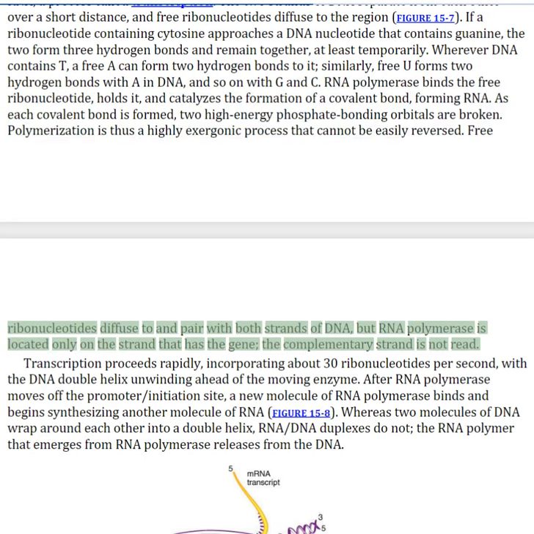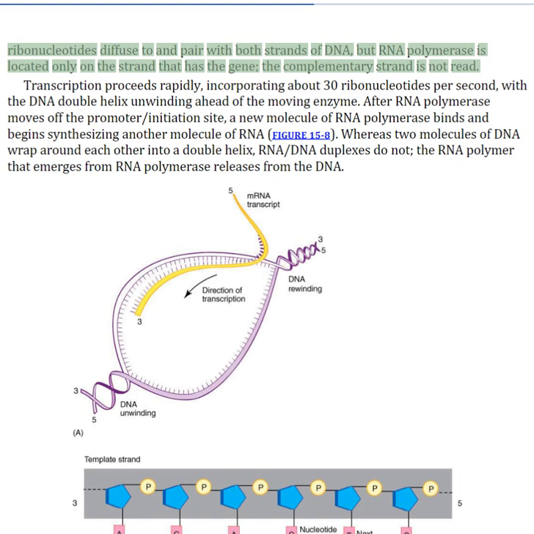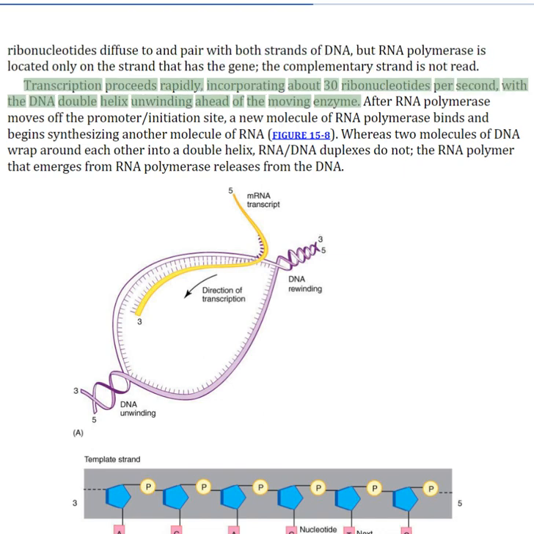Free ribonucleotides diffuse to and pair with both strands of DNA, but RNA polymerase is located only on the strand that has the gene. The complementary strand is not read. Transcription proceeds rapidly, incorporating about 30 ribonucleotides per second, with the DNA double helix unwinding ahead of the moving enzyme.